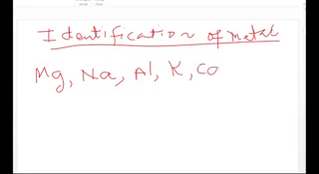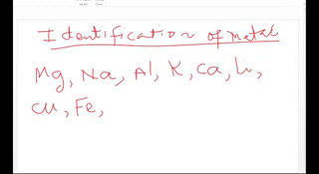So we have calcium, this is Ca. We have lithium, which is Li. Sorry, I'm putting the charge, it's not time for charge yet. We have copper, which is Cu. We have iron, which is Fe. We have tin, which is Sn. We have lead, which is Pb.